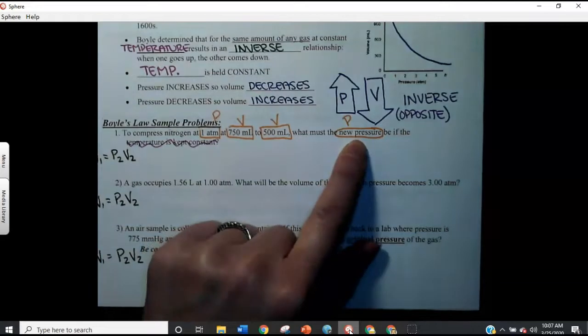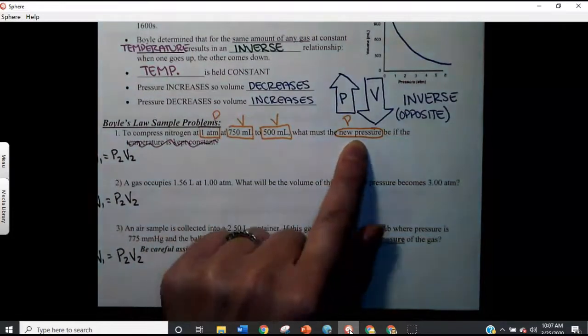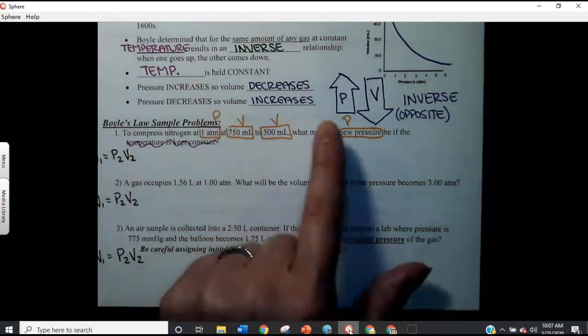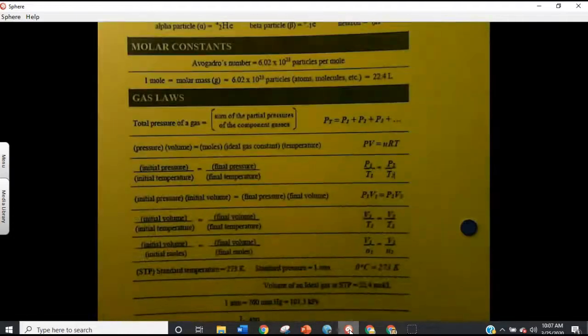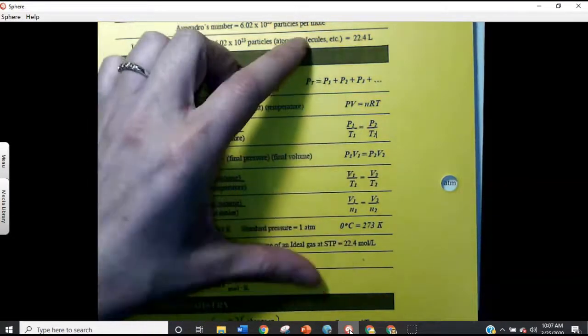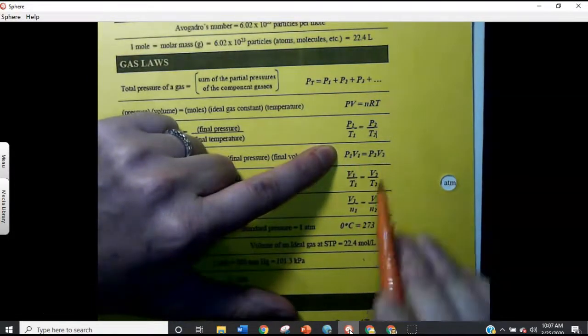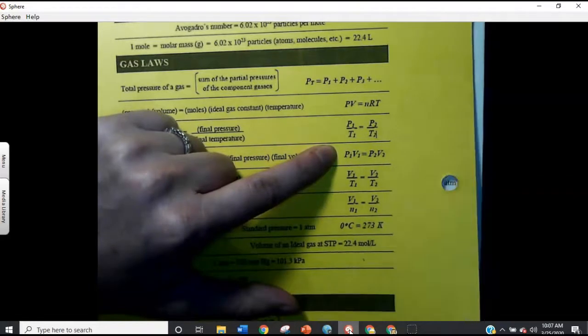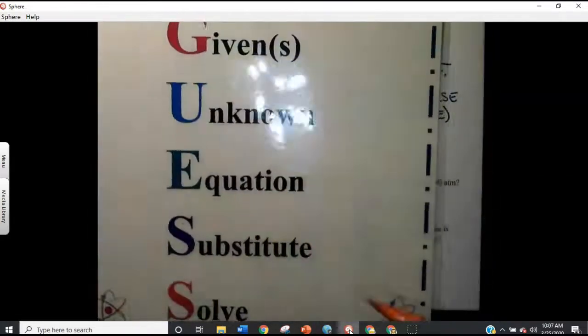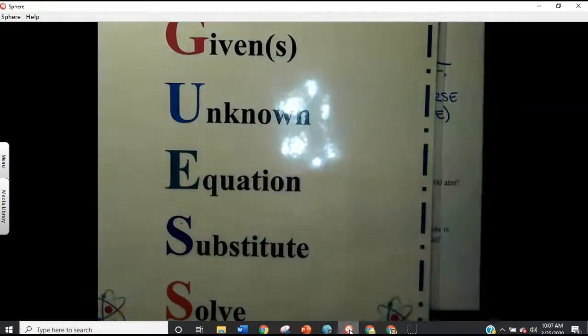So by boxing and circling and literally labeling on your quiz, on your homework, on your notes, you know that you need to pick the equation that has 2 P's and 2 V's. So back here under gas laws, with all of these different equations to choose from, I know to use that one because it's the only one with 2 P's and 2 V's. So that's what we mean by saying your givens and your unknowns help you choose your equation.